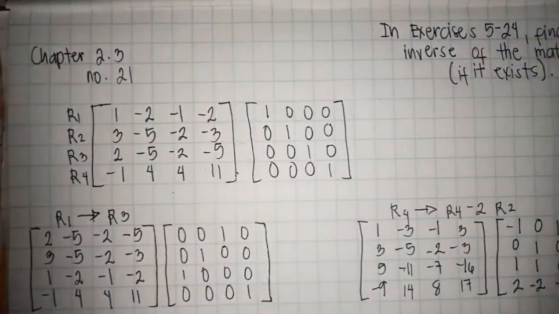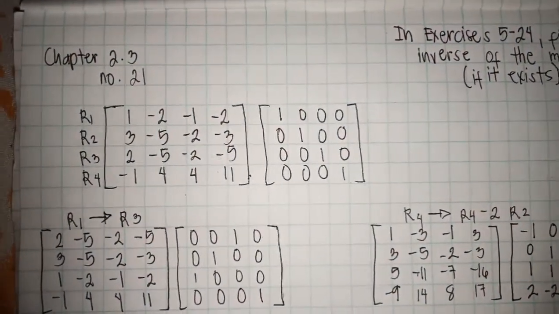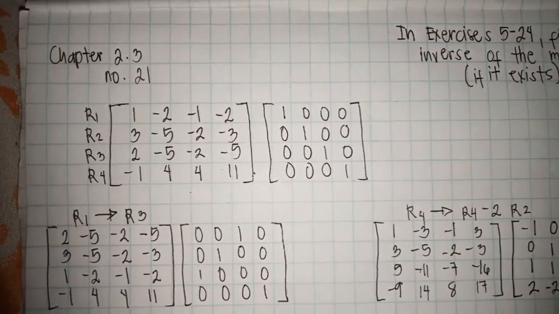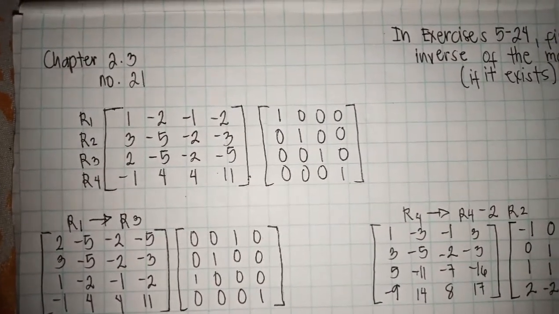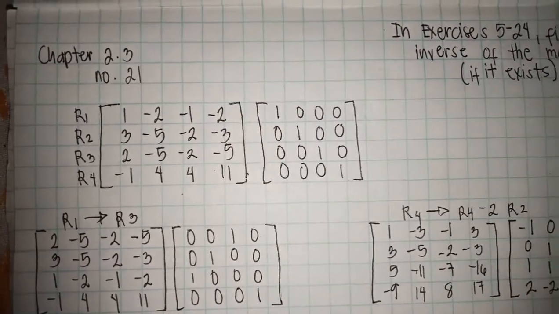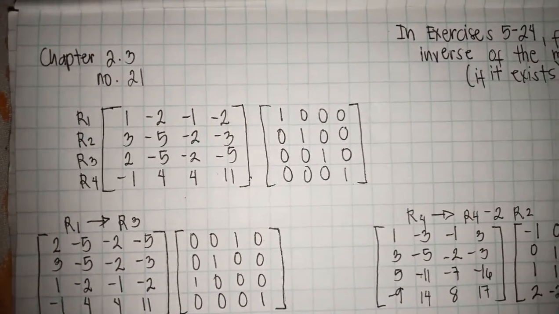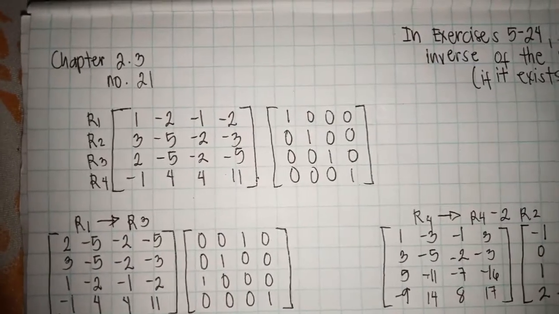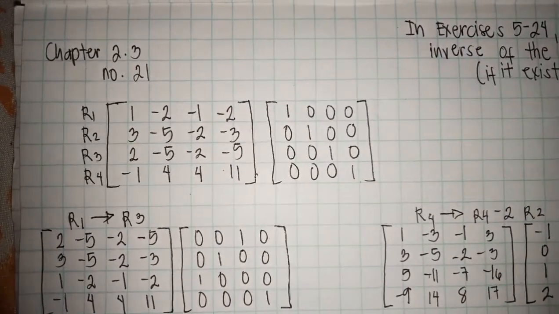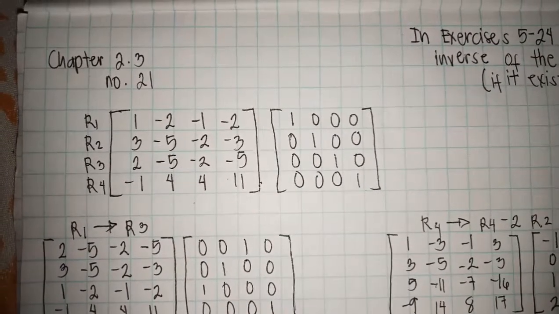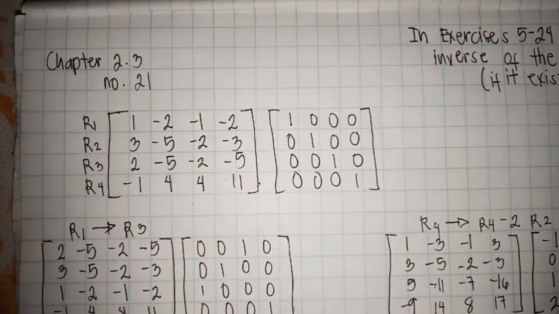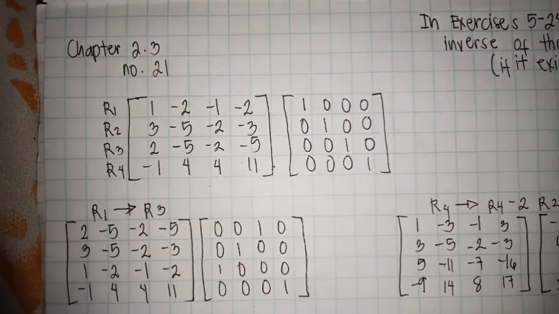So in number 21 we have column 1. In column 1 we have 1, 3, 2, negative 1. Column 2 we have negative 2, negative 5, negative 5, and 4. In column 3, we have negative 1, negative 2, negative 2, and 4. In column 4, we have negative 2, negative 3, negative 5, and 11.